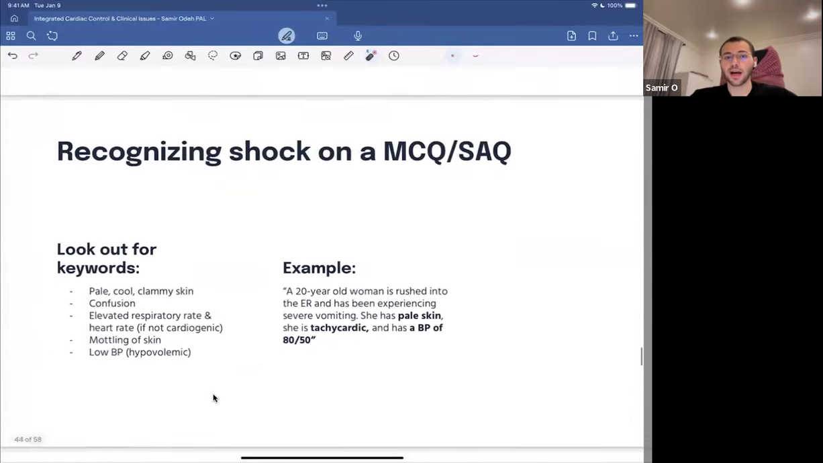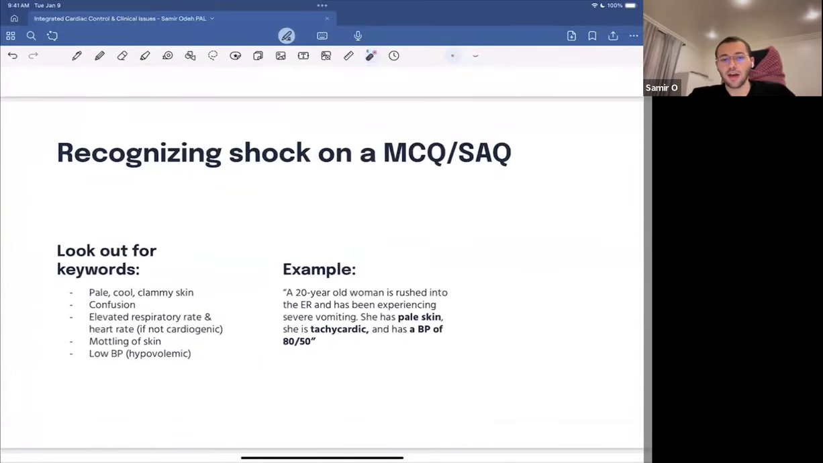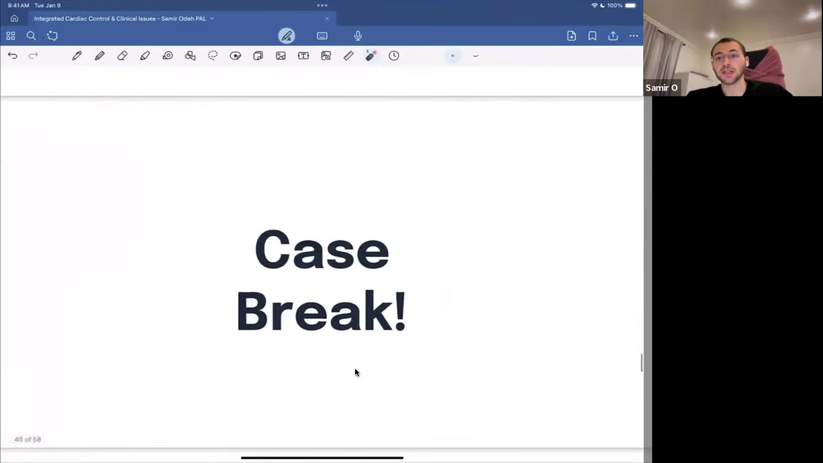So I actually added this slide here because on an MCQ, I don't remember specifically if we were asked about shock, but I do remember that when I was studying shock and doing the practice questions, it was hard to discern if it was shock or not. So you have to look out for keywords. And I gave you a very nice list of keywords here that are seen in every single shock-based question: pale, cool, clammy skin, confusion, elevated respiratory rate, heart rate, mottling, low blood pressure. This is an example where you see all of them. So let's look at some shock-based practice questions.